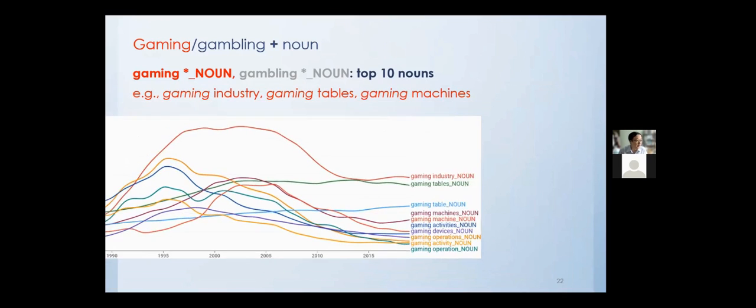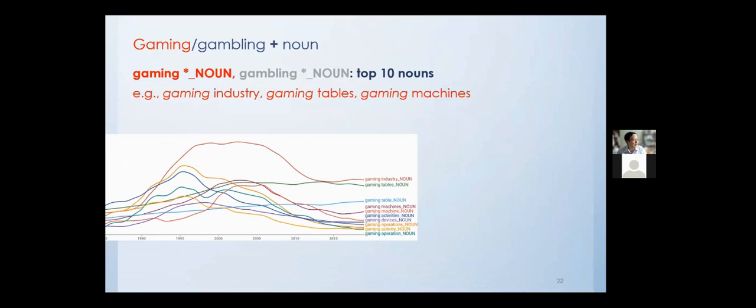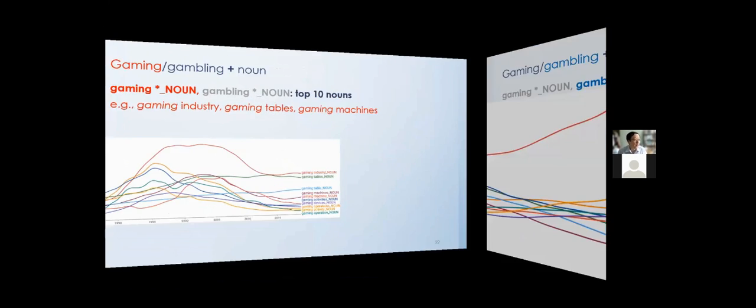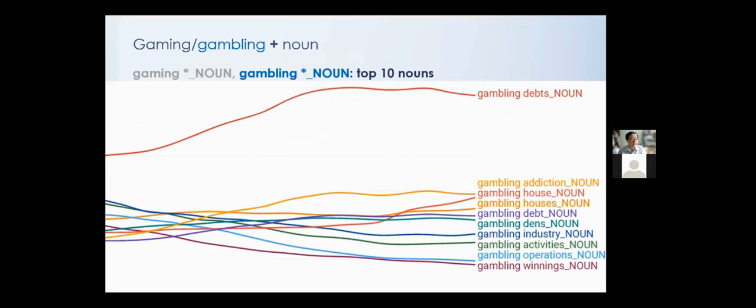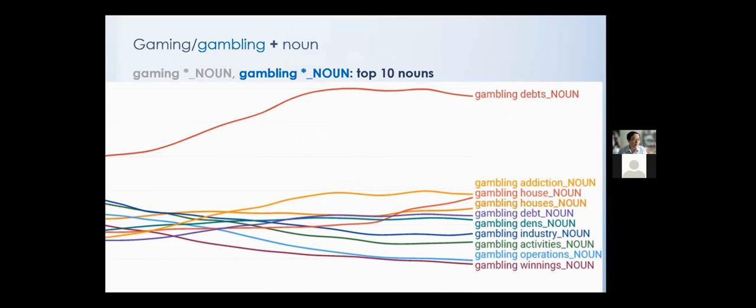What goes with gaming is industry, tables, machines. And what goes with gambling? Debts, addiction, houses, dens, not a good word, etc.